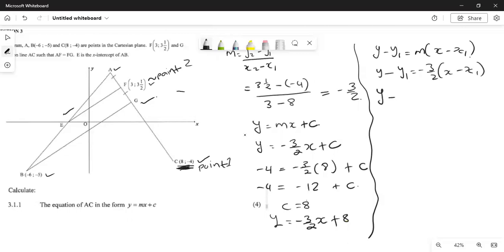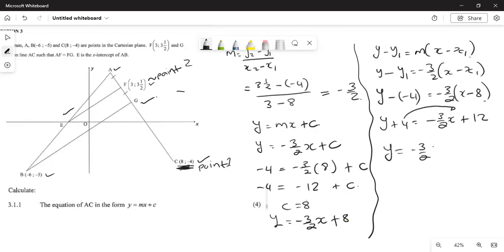So we'll have y minus -4 = -3 over 2 (x minus 8), and that's going to give me a -8. Okay? So I have y + 4 = multiply out, I'll get -3 over 2 x + 12. Take that 4 to the other side, I'll get y = -3 over 2 x + 8 again.